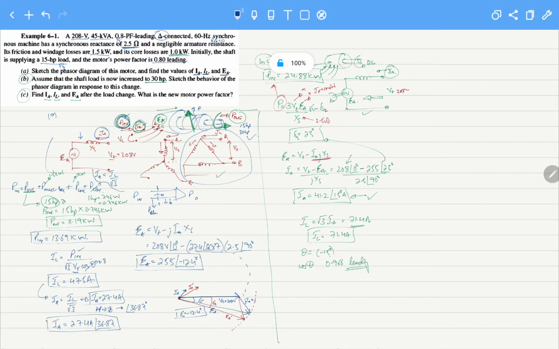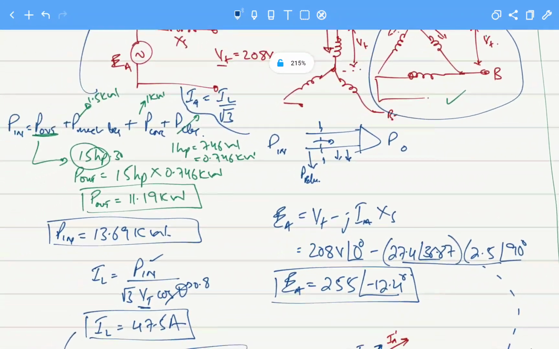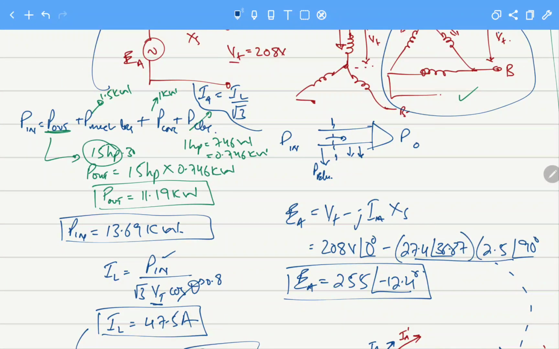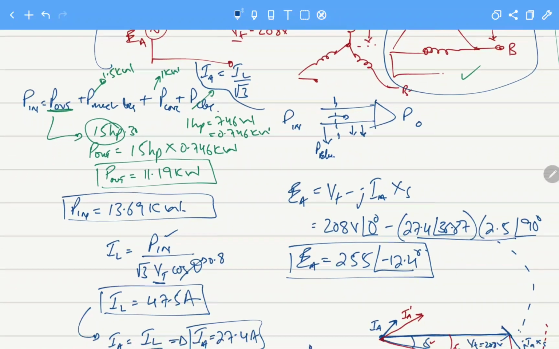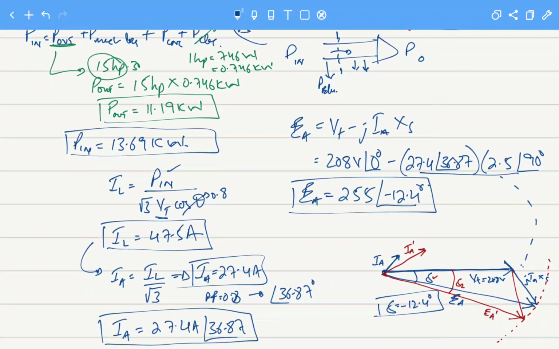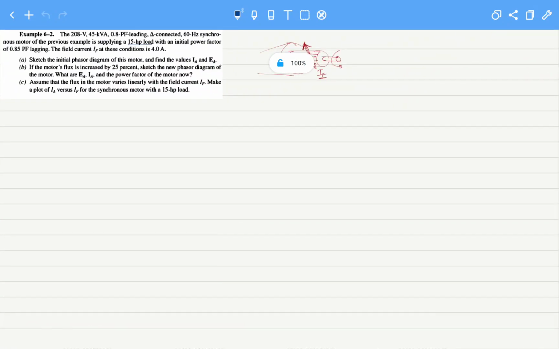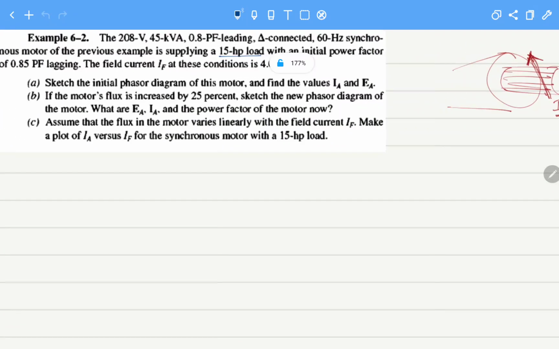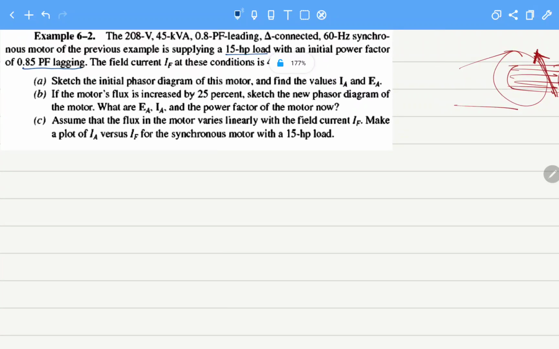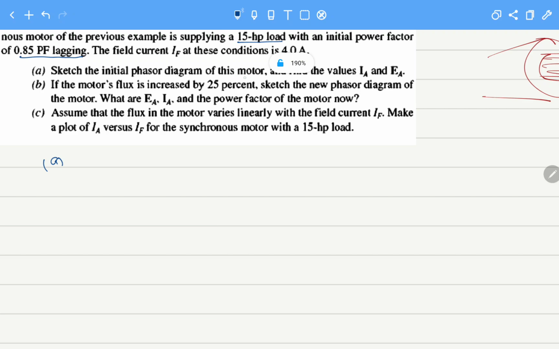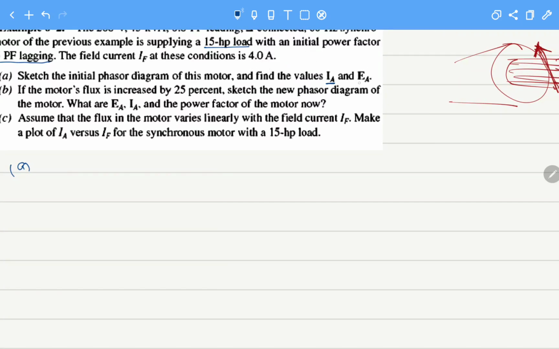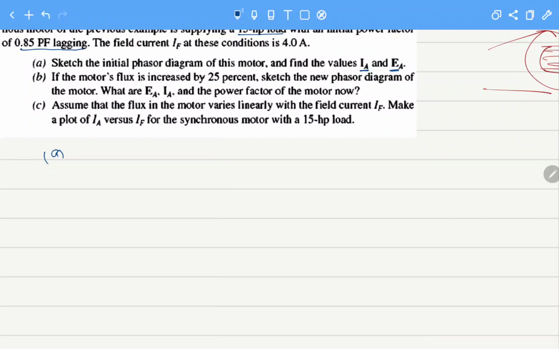For 15 horsepower load, we also calculated the input power for the machine, and on the basis of this input power we were able to calculate the armature current, that was 27.4 amperes for this case. Now what has changed here is the power factor, 0.85 lagging. What is required in part A is to calculate the initial phasor diagram of the motor and the per phase values of EA and IA.